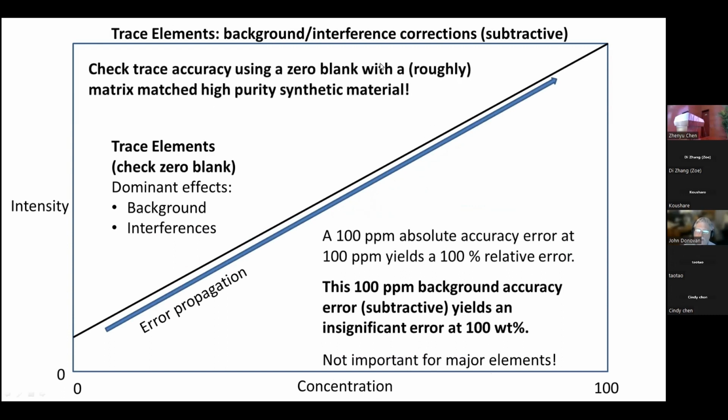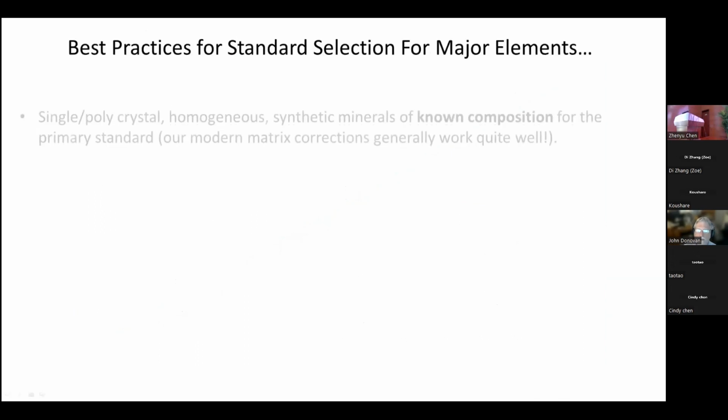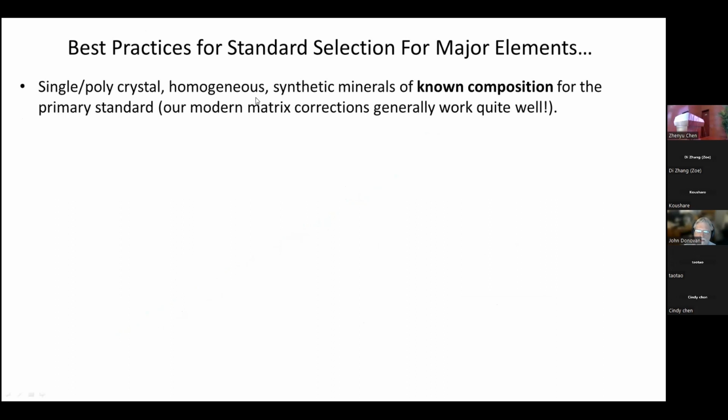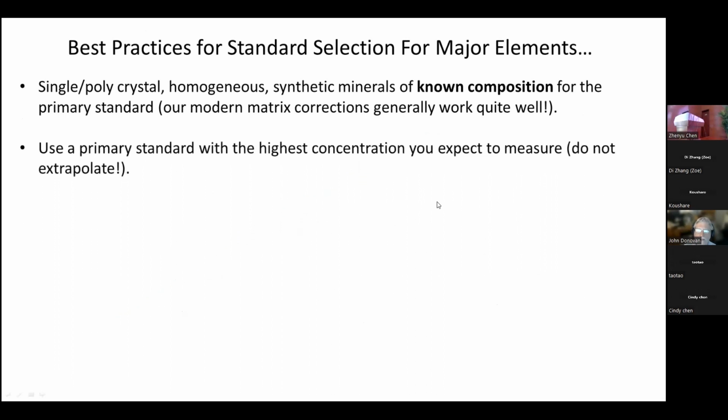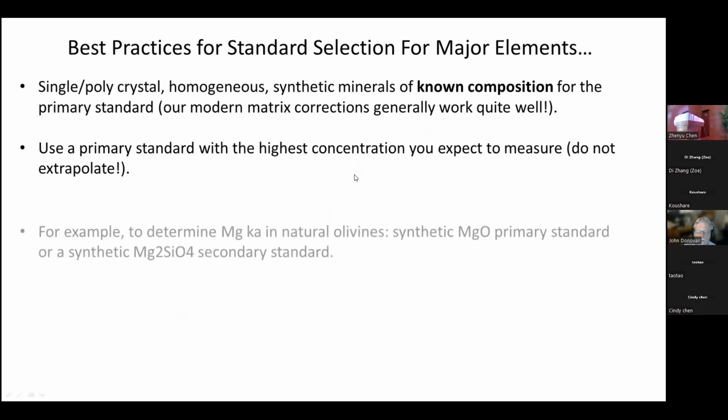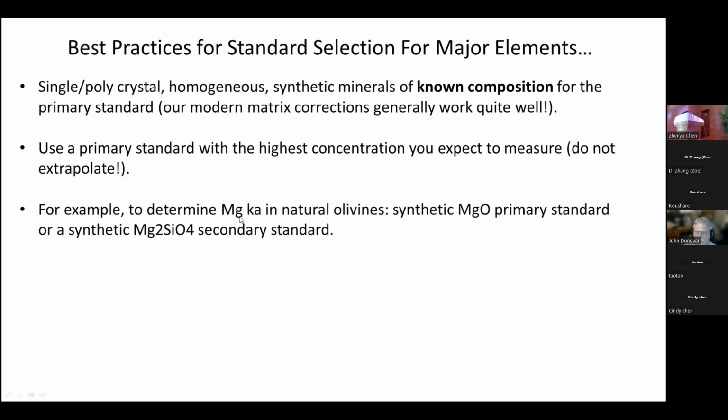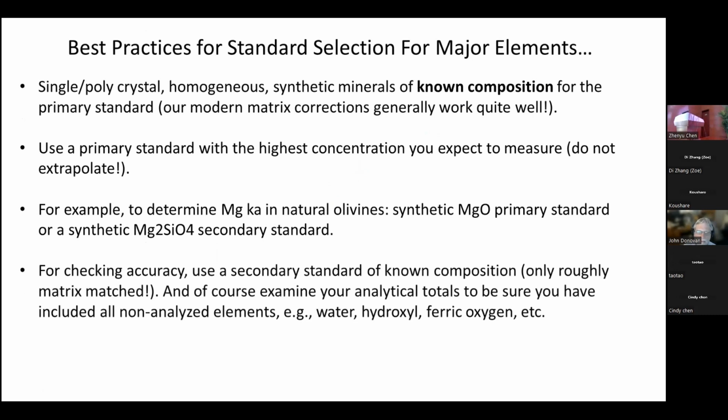But we can check the trace element accuracy using a zero blank with, again, a roughly matrix matched high purity material. So the best practices for standard selection: we want a homogeneous, high purity material, and a primary standard with the highest concentration. We don't want to extrapolate. For example, for magnesium K alpha in natural olivines, we want to use synthetic MgO or synthetic Mg2SiO4. Now, this assumes that your dead time calibrations are accurate, your standard is accurate, and your matrix corrections are accurate. And for checking accuracy, again, use a roughly matrix matched standard.